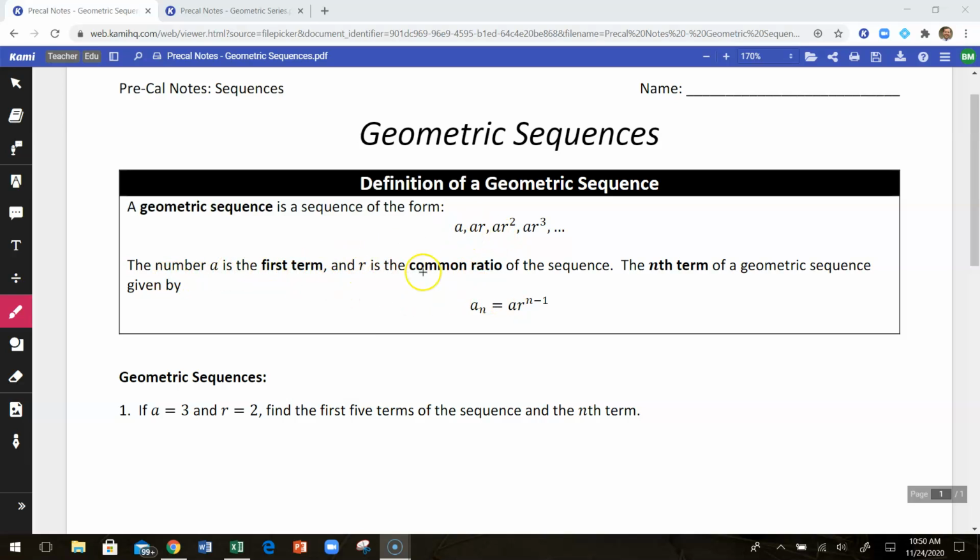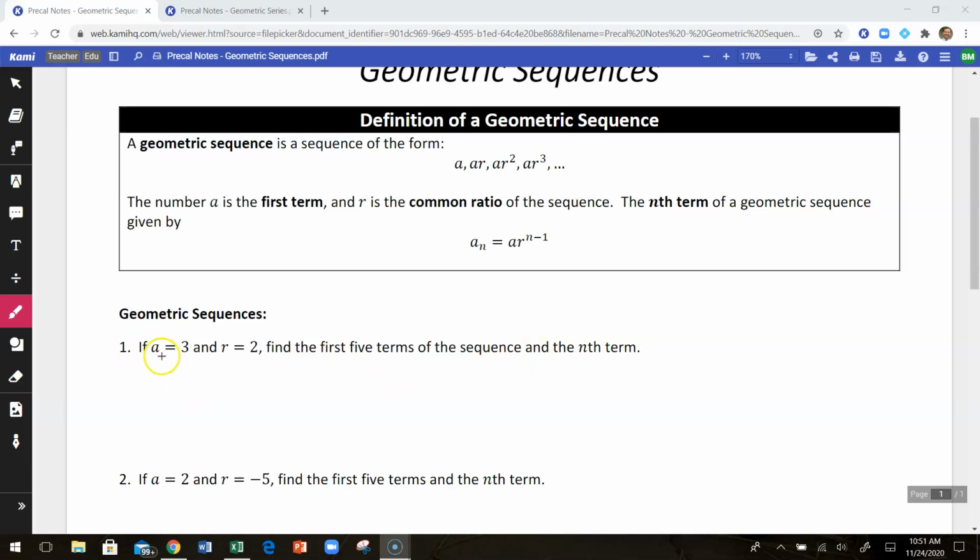A is the value of the first term, R is the thing we are multiplying by each time, N would be the number of the term I'm looking for, and A of N would be the value of that term. Notice how the formula here is exponential.